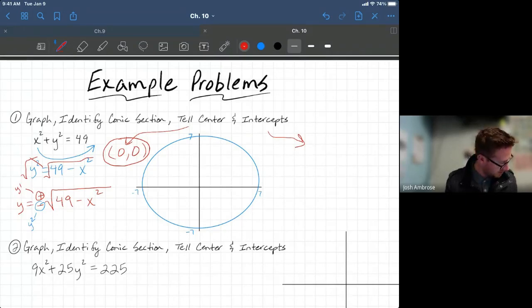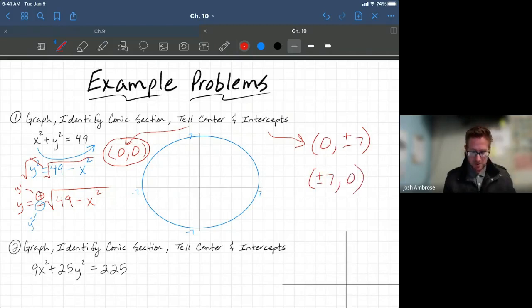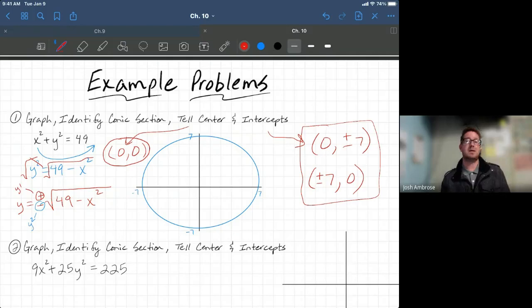Okay, so in other words, what we're saying here is you're going to have an intercept at 0 and a positive and a -7. And then on the other side, you're going to have a positive and -7 and a 0. So those are all the intercept values that we're going to get once you solve for y, plug it in, graph it, then use the table function.